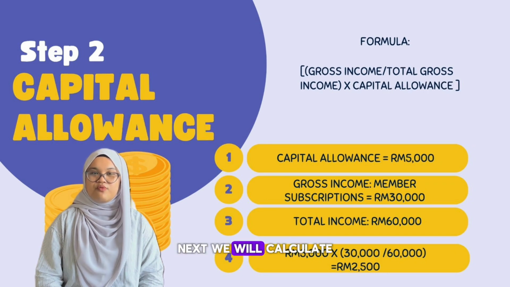Next, we will calculate the capital allowance. The formula is the same as common expenses. So the capital allowance is 5,000. We use the 30,000 divided by 60,000 and multiply with 5,000. We will get 2,500 for capital allowance.